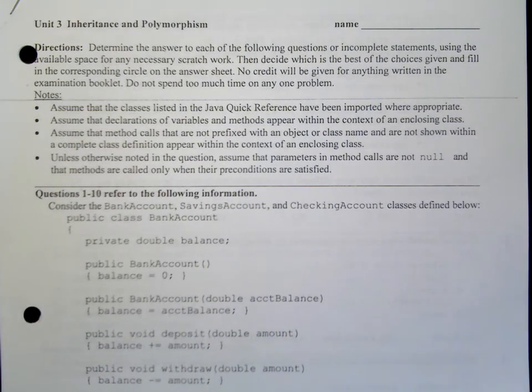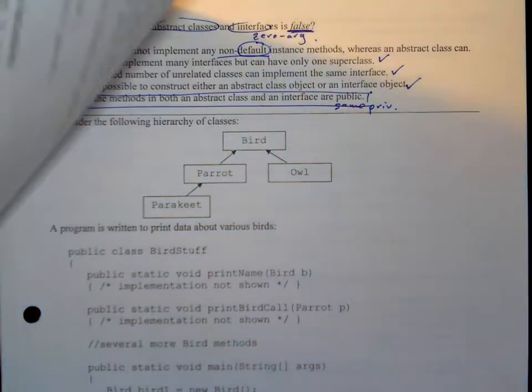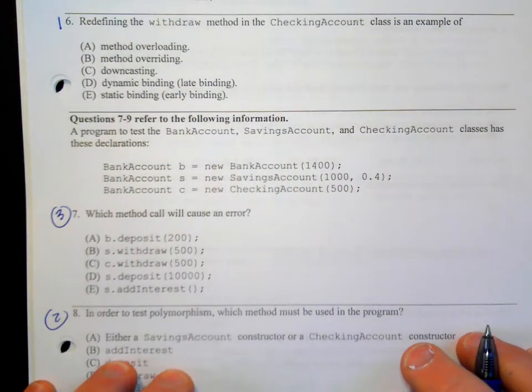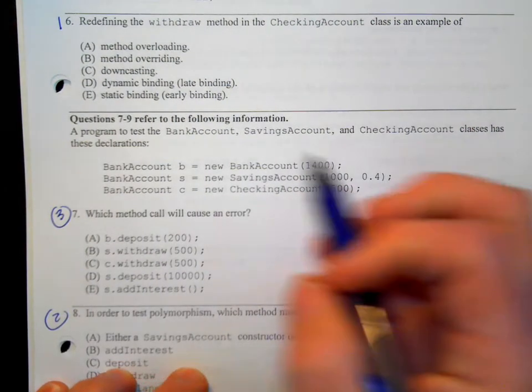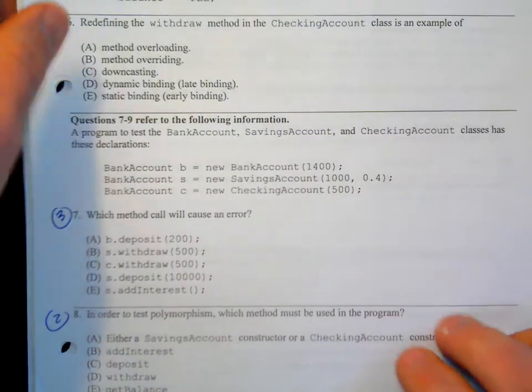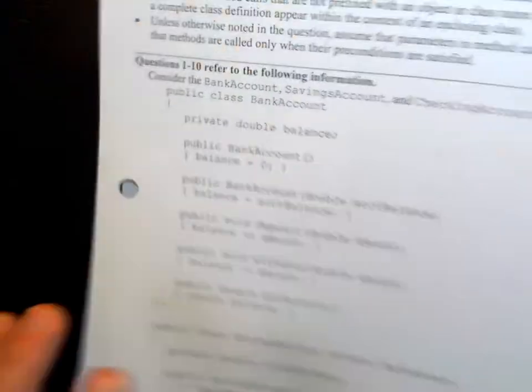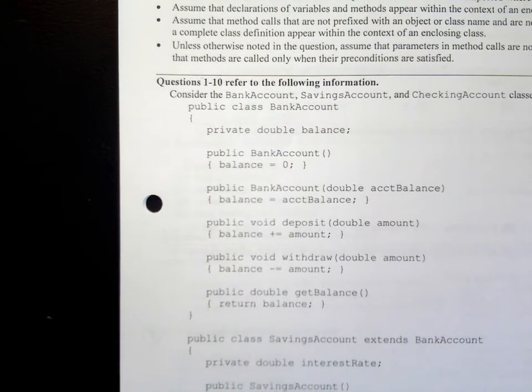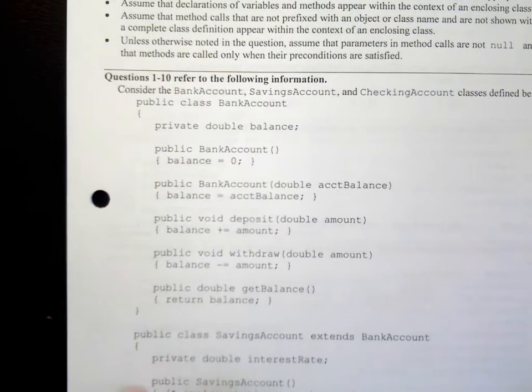The problems that jump out at me, I'm going to start just doing ones that had more questions. So I'm going to look at 7, 8, and 9, which I think are related to each other. So 7 through 9 refer to the following information. Okay, so a program to test the bank account and savings classes has these. Actually, we have to back up a second. So 1 through 10 all refer to these, so I'll probably just do several of these all at once. So let's read it real quick.